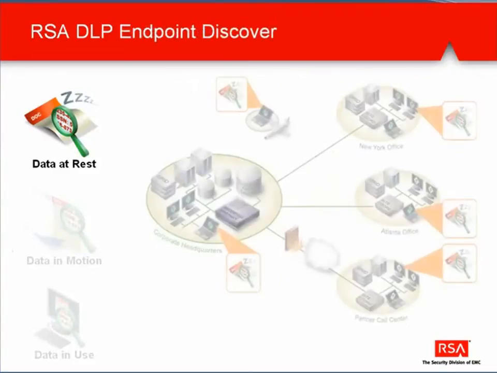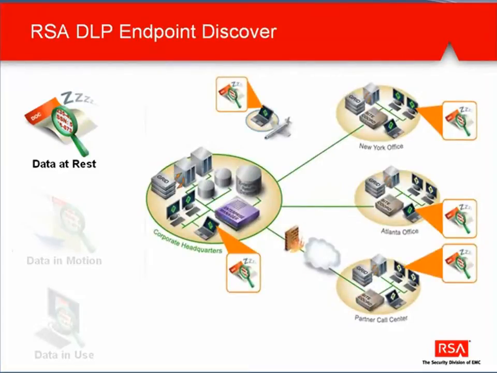Next up we have the RSA DLP Endpoint Discover. Endpoint Discover deals with data at rest also, but in this case it's dealing with employee desktops and laptops, and this method also uses agents to find and manage sensitive information. One important thing to make note of is that DLP is always working whether an endpoint is disconnected or connected to the network. So in the event that an endpoint does disconnect and then reconnects, it will update the heart of DLP with the appropriate information. And I'll be getting into that a little bit later.